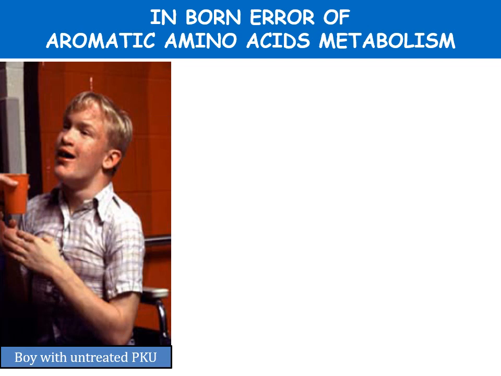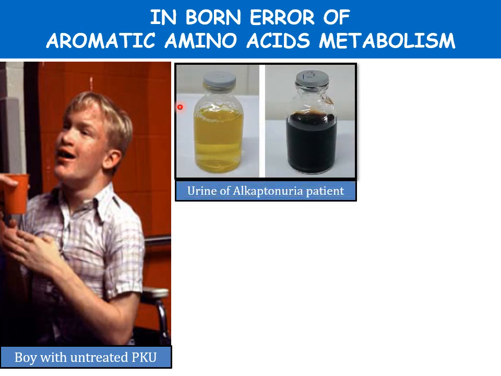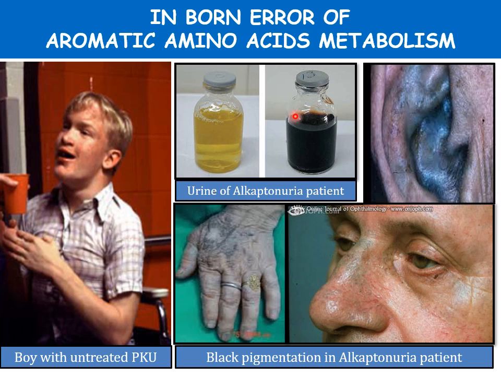So these are a few pictures of patients suffering from inborn errors of aromatic amino acid metabolism. This is a child with untreated PKU. You clearly observe that the patient has mental retardation. This is typical of alkaptonuria: urine turns black after keeping for some time. The same patients of alkaptonuria develop ochronosis, that is deposition of alkapton bodies in the cartilages of the nose, the pinna of the ears and other cartilages. So it's a black pigmentation.